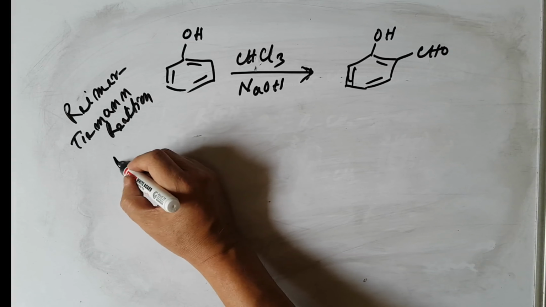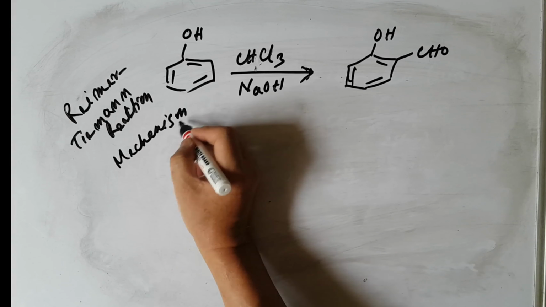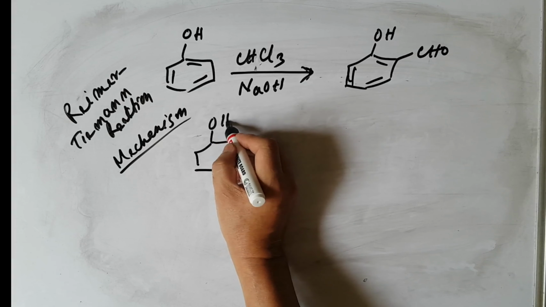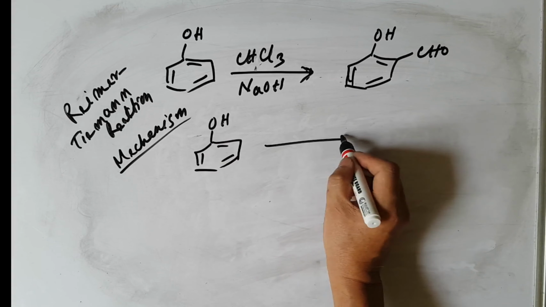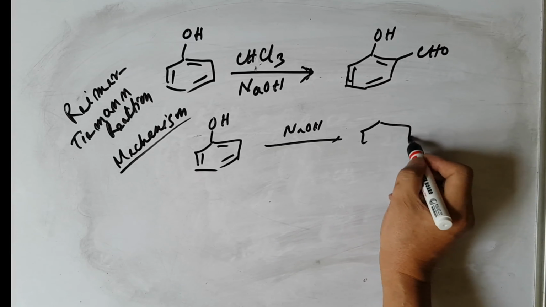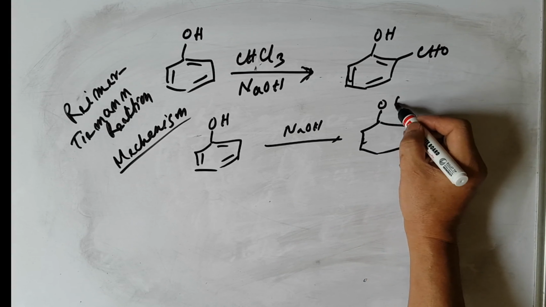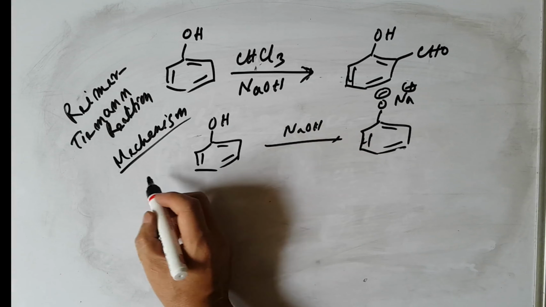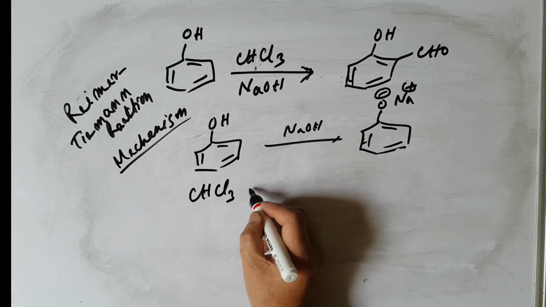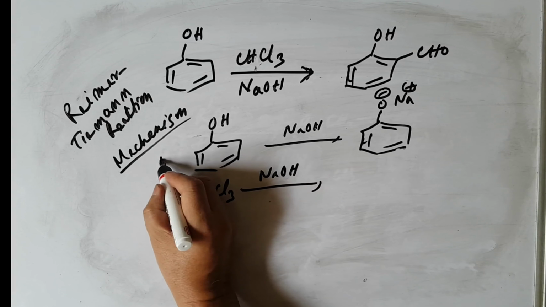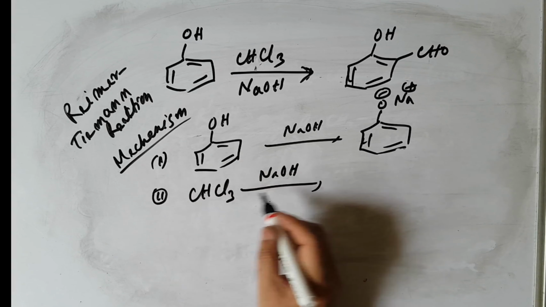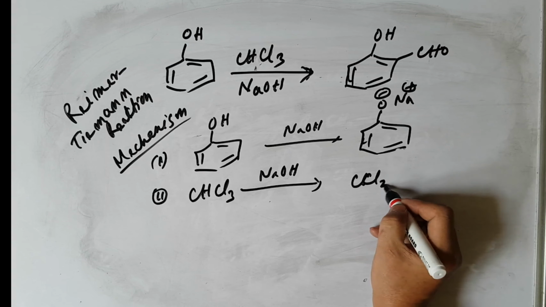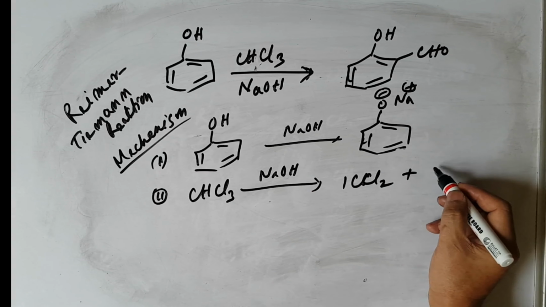So the mechanism of the reaction can be like this. I'll give the mechanism. First, in the presence of alkali, phenol is converted to sodium phenoxide ion, ONa. Second, chloroform reacts with sodium hydroxide. So you get a carbene, CCl2, like this, by removal of HCl.